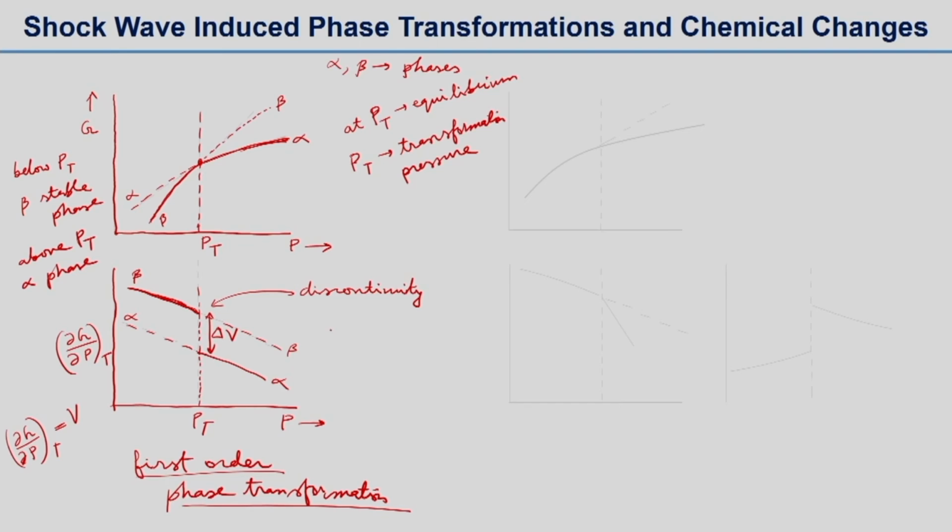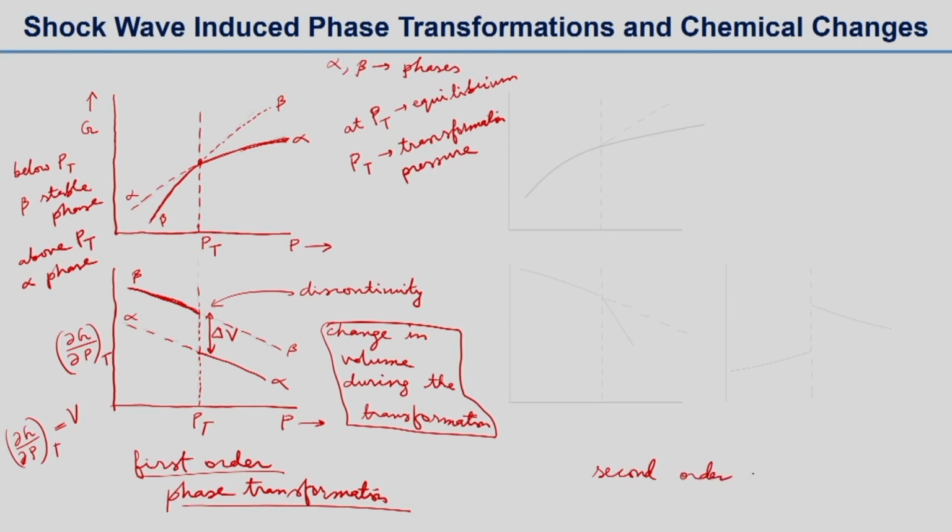So I will write it here: change in volume during the transformation. Because from the first order derivative we got a discontinuity, and the discontinuity corresponds to a change in volume. So now we will see the second order phase transformation, on the right hand side.